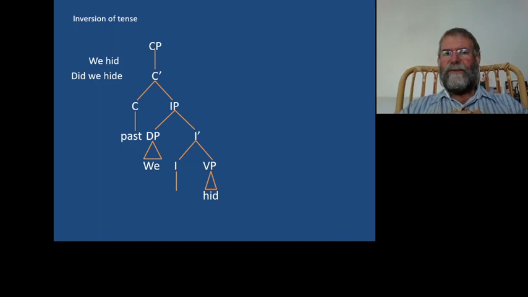Note there's another consequence as well, which can be seen in terms of the form of the verb to hide. In the first case, "we hid," we get the past tense form of the verb. In the second one, where we've actually moved the past tense away from the verb, we get the untensed version of the verb hide. So we can really see here that the past tense is moving away from the verb so that the verb somehow is not affected by the tense anymore.